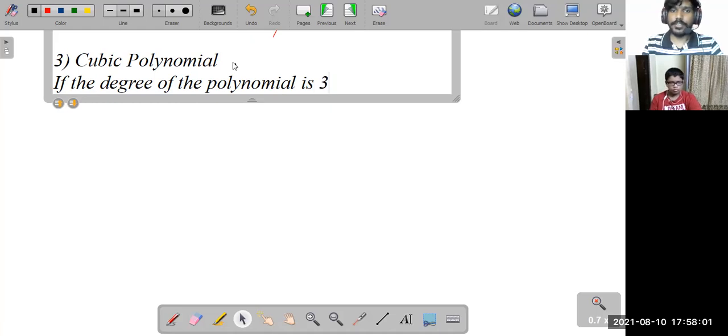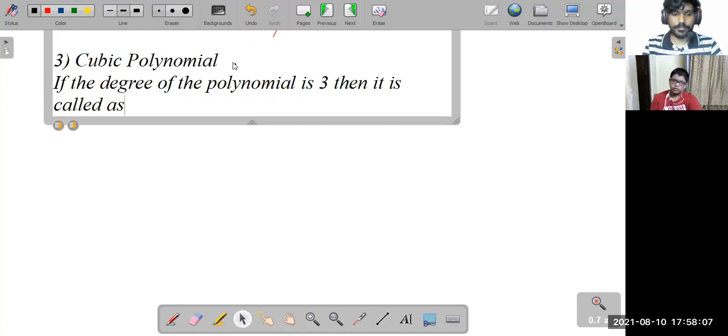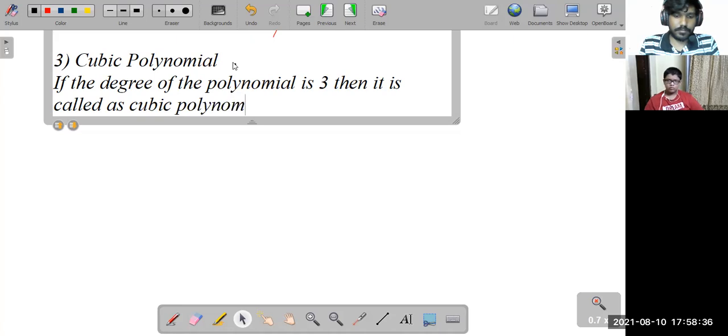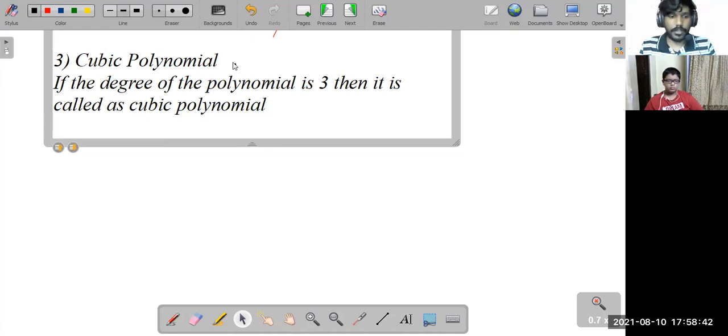So if the degree of the polynomial is 3, then it is called a cubic polynomial. Then what about degrees more than 3? We call them just polynomial, nth order. If it is degree 4, we say fourth order polynomial, if it is 5, fifth order. So if it is n, we say nth order polynomial. But you don't have it.